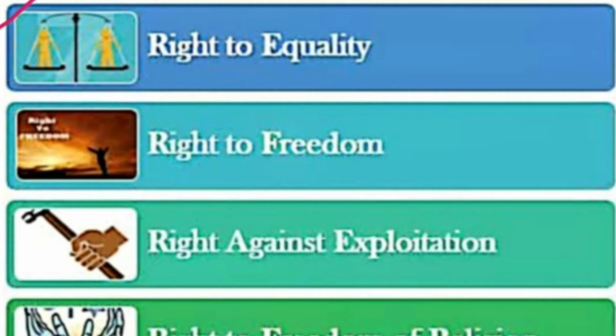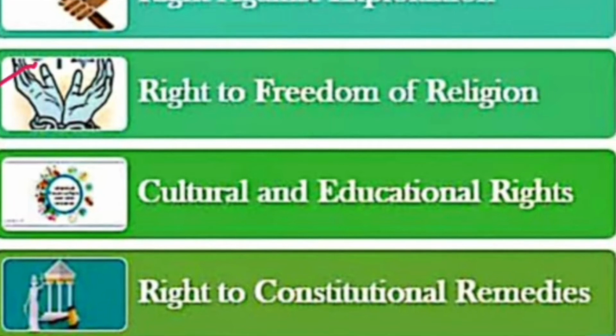Number 1, right to equality. Number 2, right to freedom. Number 3, right against exploitation. Number 4, right to freedom of religion. Number 5, cultural and educational rights. Number 6, right to constitutional remedies.